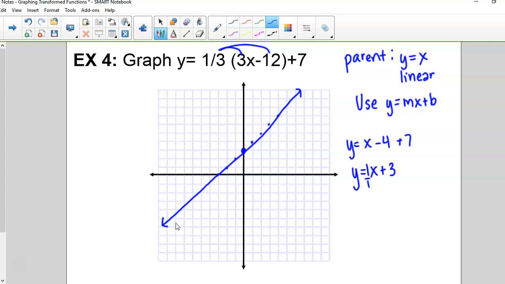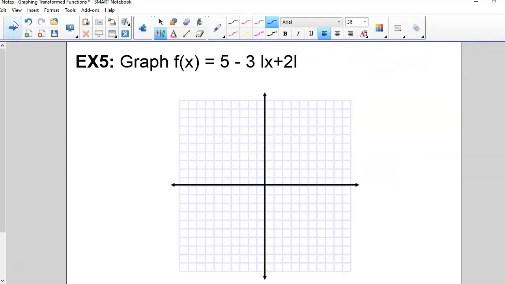Okay, so questions on that? Back to math 1, just y equals mx plus b, but you got to remember that that's what you've got to do. Okay, and there is one, of course, on the quiz tomorrow where this is what you got to do. All right, let's go on to example 5.